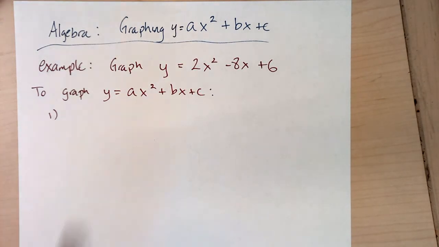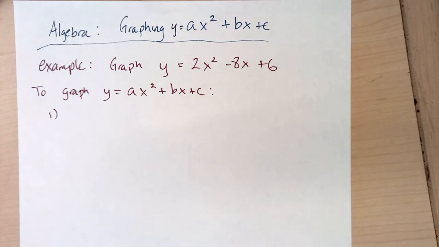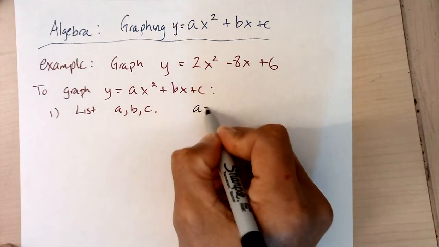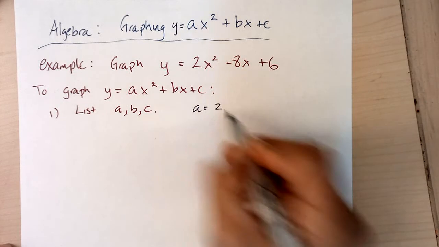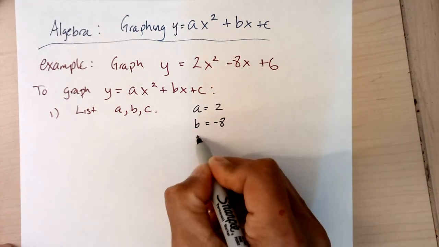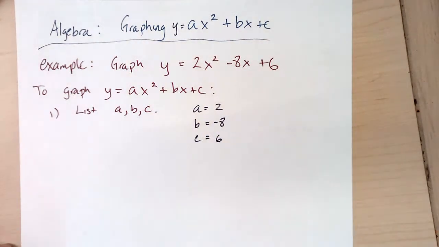For any function where you have an a value, b value, and a c value in your quadratic function, here's what we do in order to graph. We want to list exactly what a, b, and c are. So in this case, a, the coefficient of x squared, is 2. B, the coefficient of x, is negative 8. And then c is the constant, which is 6.